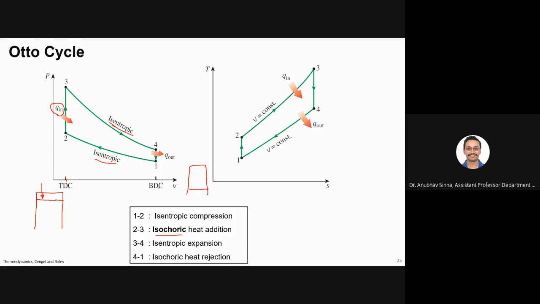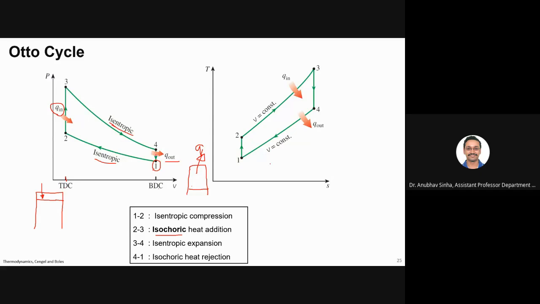One more step is, after this, we allow the heat to escape. We allow heat transfer to Q out, which is the low temperature reservoir. Instead of, as in the real cycle, exhausting the gas, in the ideal cycle we say that heat is lost at constant volume. And we again come back to the original state, which is state 1.